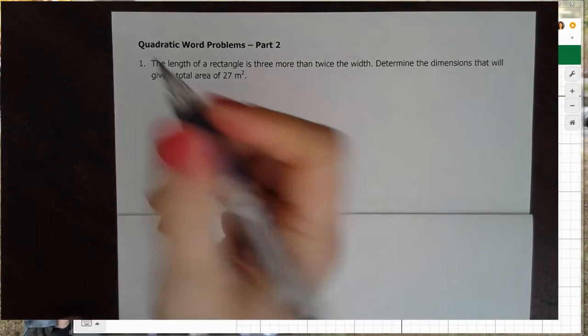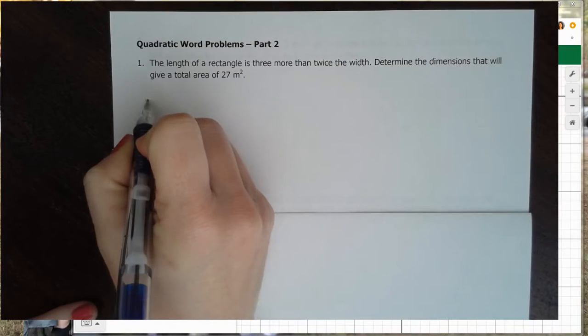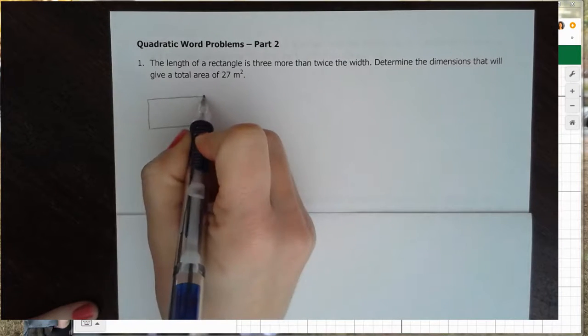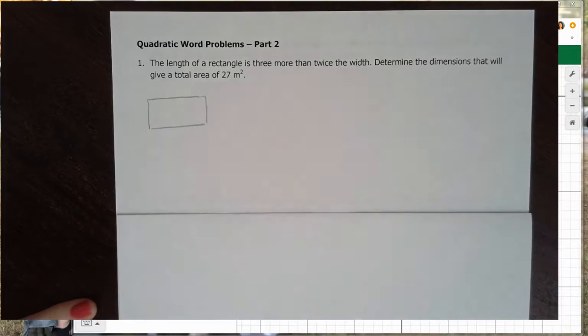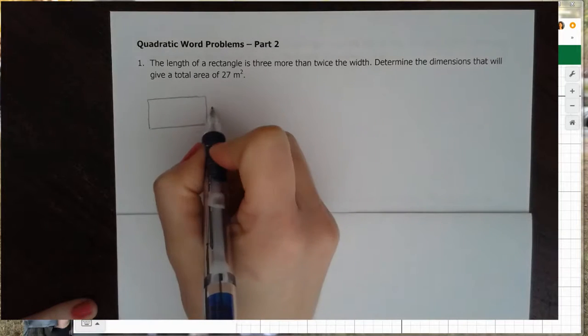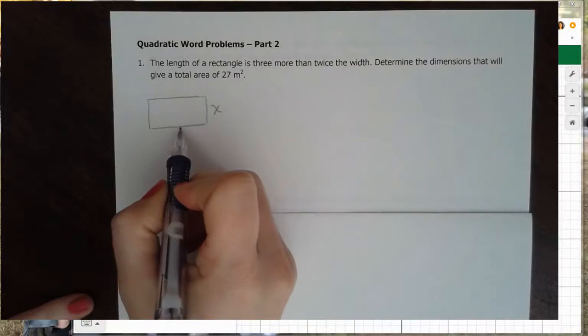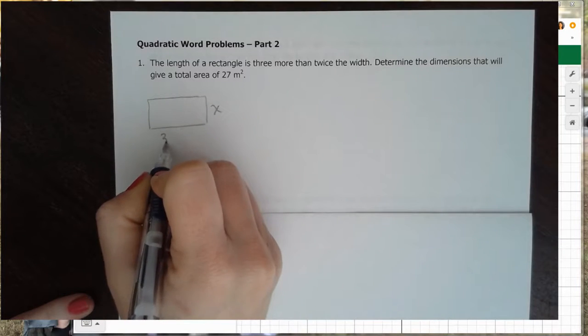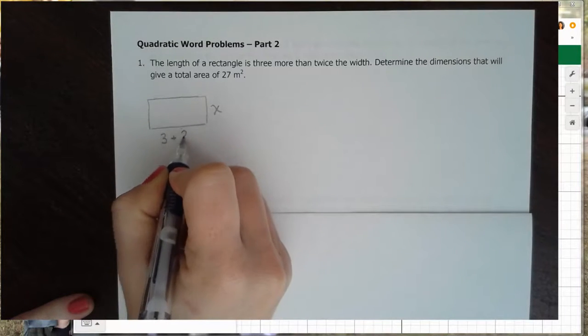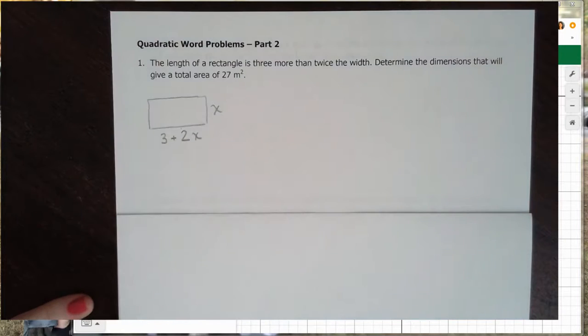Since it's talking to me about a rectangle, I usually go ahead and start by drawing a picture. So I have that the length is 3 more than twice the width. So everything else is based off of the width, so I'm going to label that as x. And then to get the length of it, I have 3 more than twice the width. So 3 plus 2x, or 2x plus 3, depending on how you want to think about it.